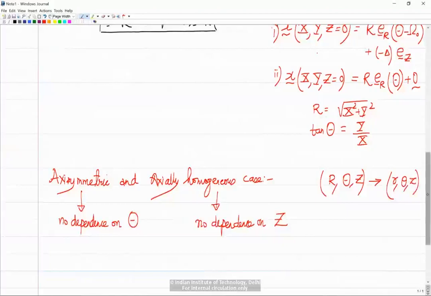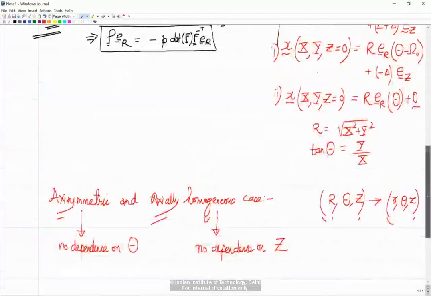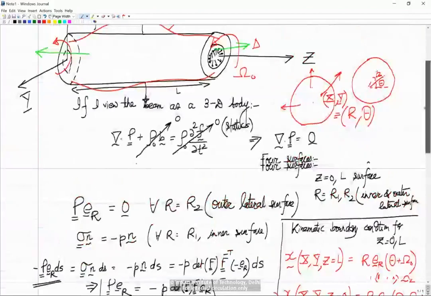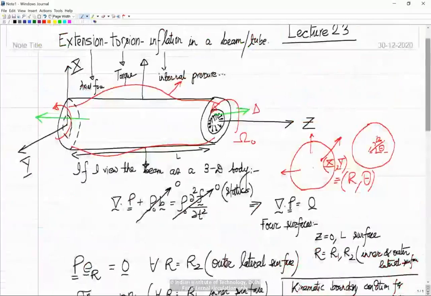Now let us see how things are going to simplify if it's an axisymmetric and axially homogeneous case. Whenever you have an axisymmetric problem, it is best to use a cylindrical coordinate system, because in that coordinate system many of the equations get trivially satisfied, as I will also demonstrate to you. So let us use the cylindrical coordinate system for solving this axisymmetric problem.